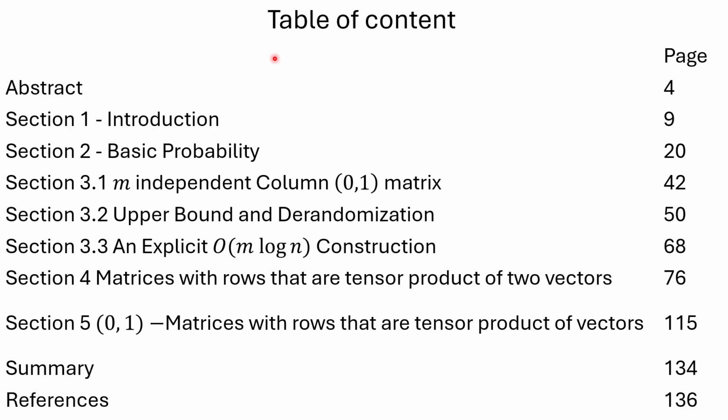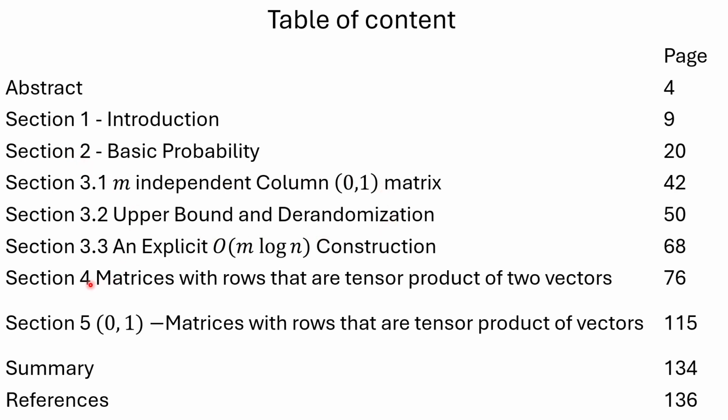On parity check 0-1 matrix over ZP. Table of contents: we're going to start with the abstract, explain what we're going to do. Then we'll go into the introduction, explaining a little bit further. In section 2, we prove some basic probability results that will be used throughout the paper. In section 3, we have the upper bound and lower bound.